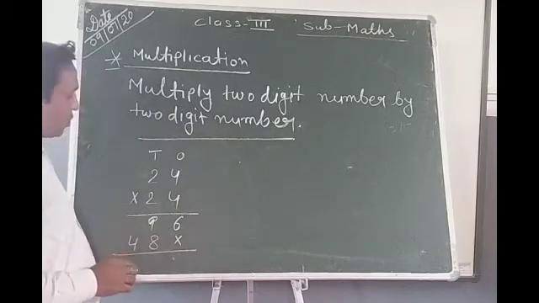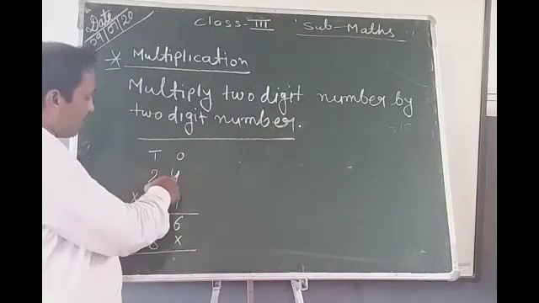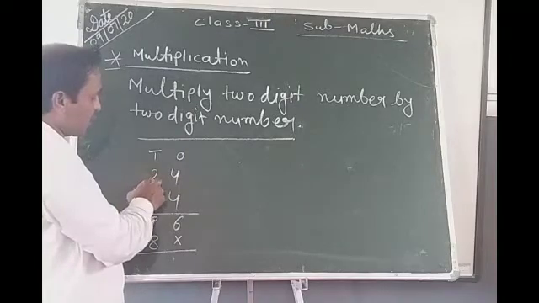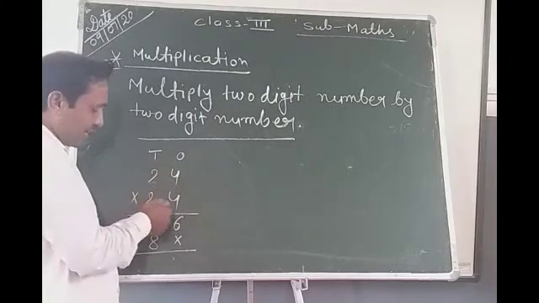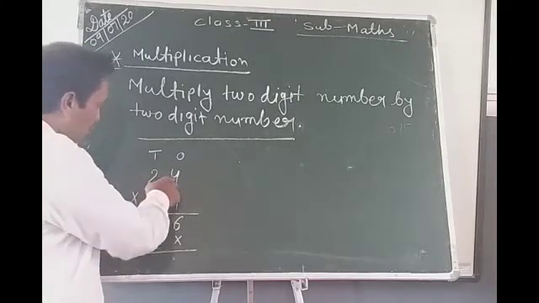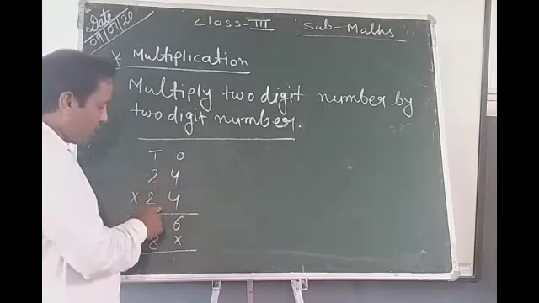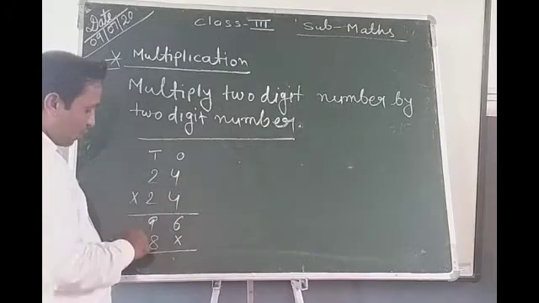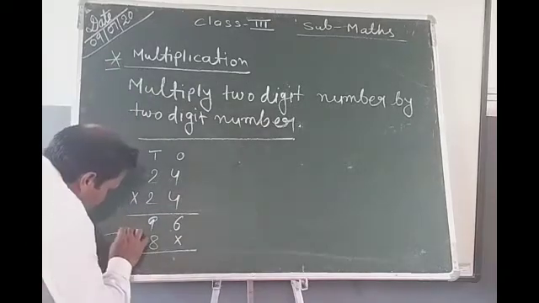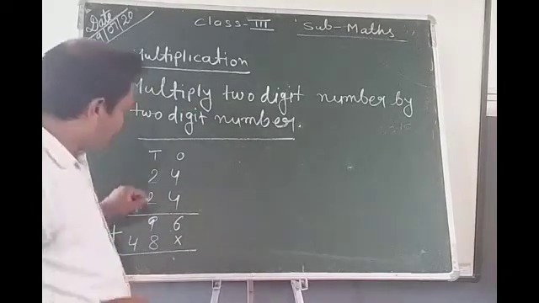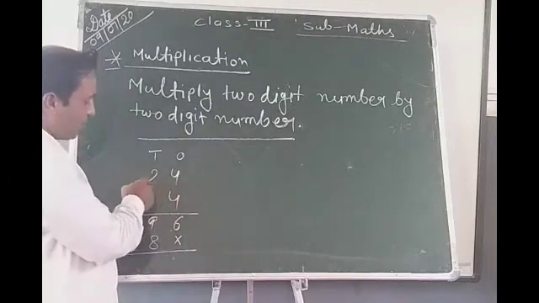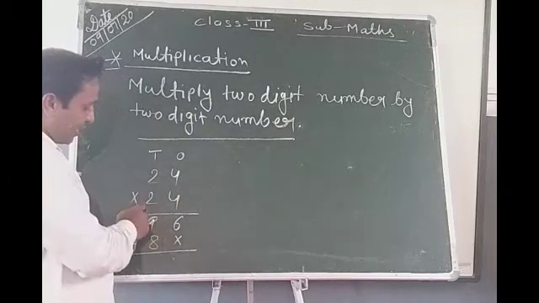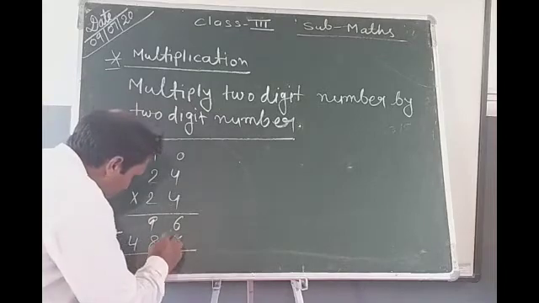Now the first step: you write the question, this type, 24, a two-digit number, multiplied by another two-digit number, 24. So 4 4s are 16, write 6 carry 1, 4 2s are 8, 9. And 2 4s are 8 and 2 2s are 4. And the last step is you add both the numbers, the product of 4 and the product of 2.